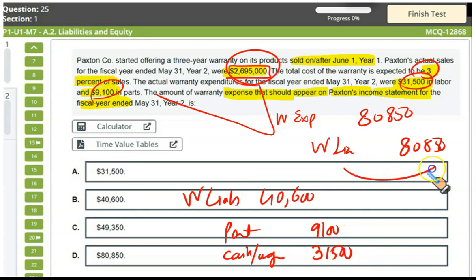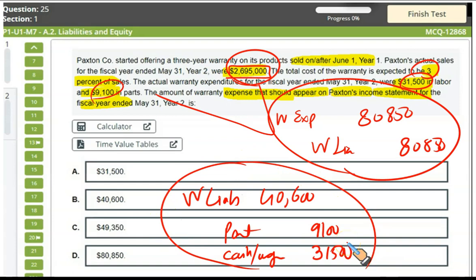This is the entry made to recognize warranty expense, and this is the entry made to charge the actual warranty spending by debiting the warranty liability. This is very important. You need to know it well. So what is the warranty expense charged to the income statement? Warranty expense debit to income statement, warranty liability credit, 80,850.